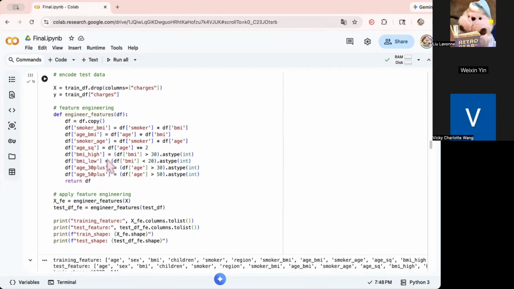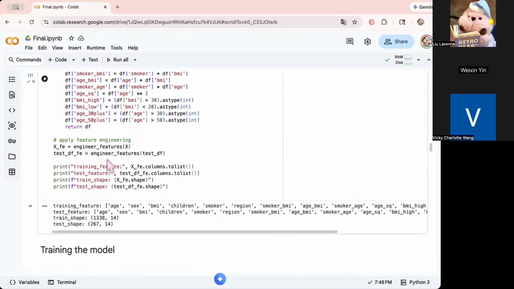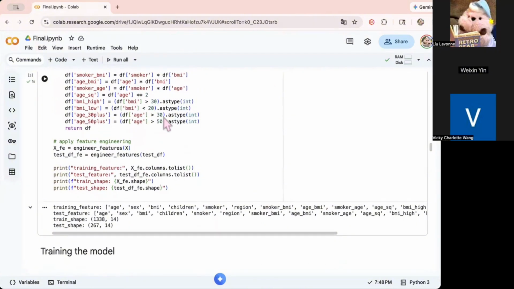And we also added binary flags like BMI high, BMI low, and age 30 plus, age 45 plus to mark important thresholds, so the model can learn different patterns in different ranges. And we also fixed random state equal to 13 to make the training reproducible and to compare results fairly.